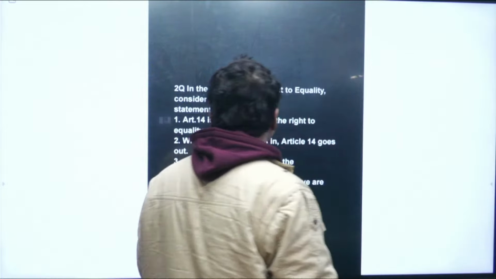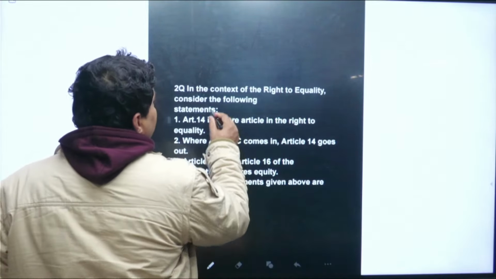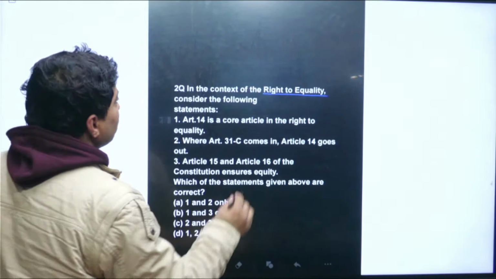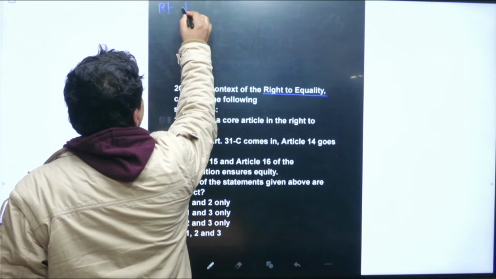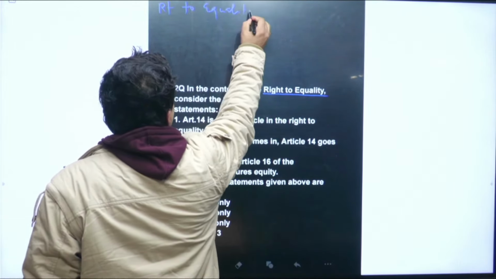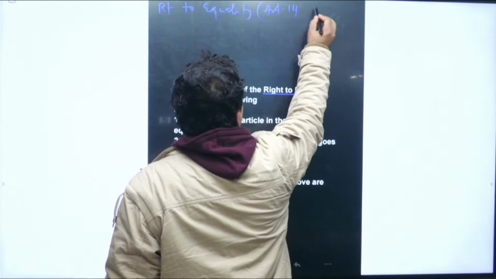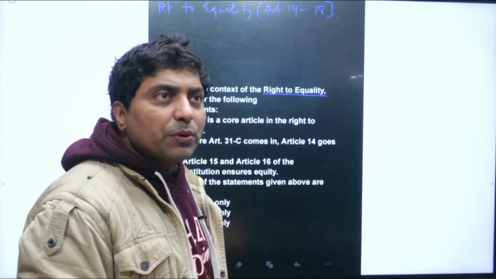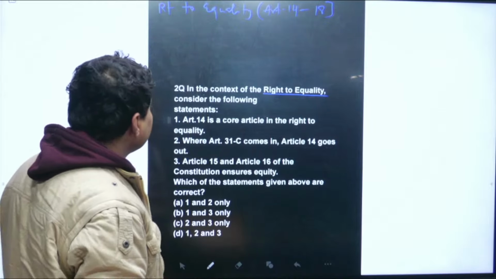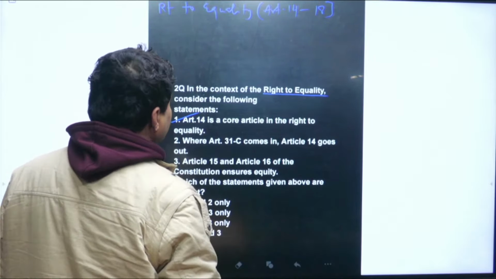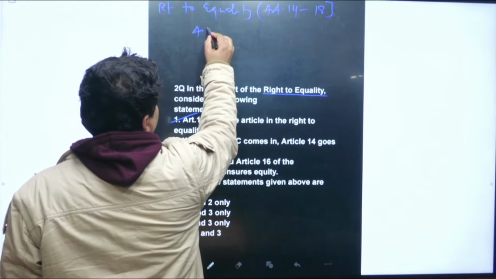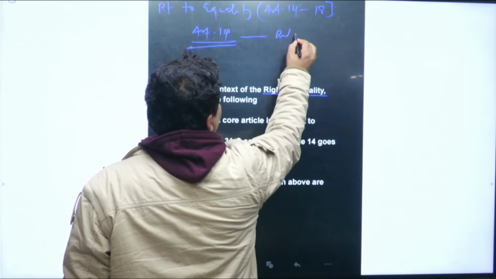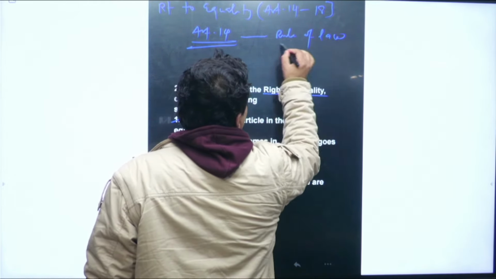Now let us move to the next question. In the context of right to equality, consider the following statements. Always keep Articles 14 to 18 in your mind, right. Here Article 14 is a core article of the right to equality. If you look at Article 14, it actually establishes the rule of law, which is a basic structure of the Indian Constitution.